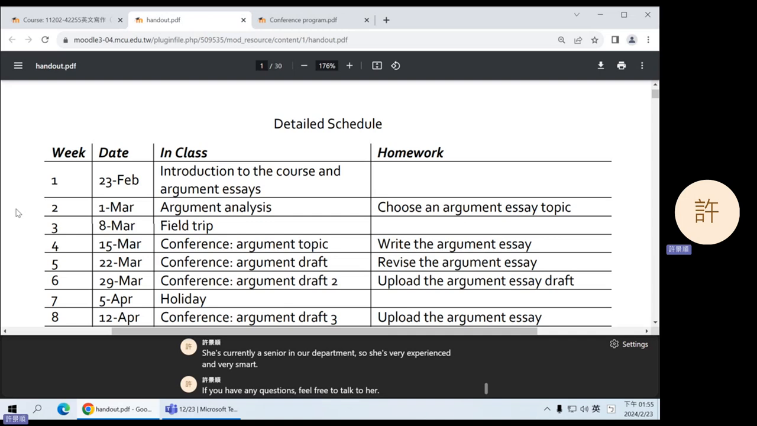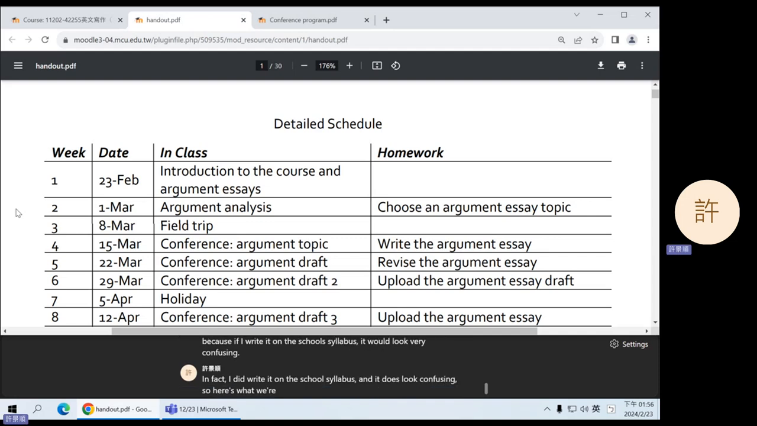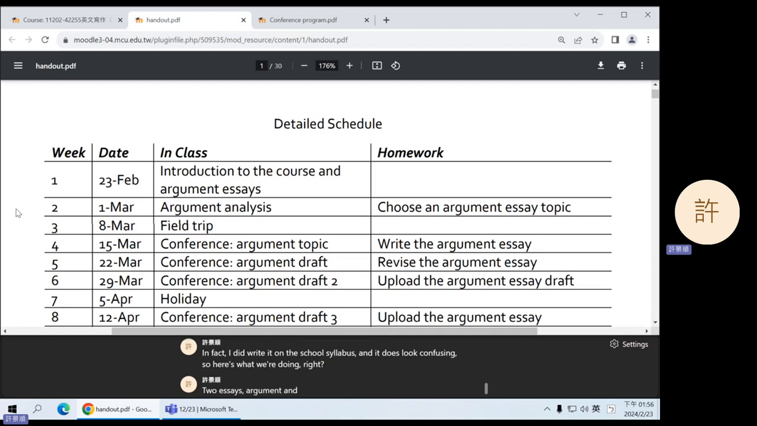Okay, so first page of the handout is the detailed schedule. There are four parts, which is why I decided to make it its own PDF, because if I write it on the school's syllabus, it would look very confusing. In fact, I did write it on the school syllabus, and it does look confusing. So here's what we're doing: two essays, argument and research essay. The first half of the semester will be doing argument essay. The second half will be doing the research essay.